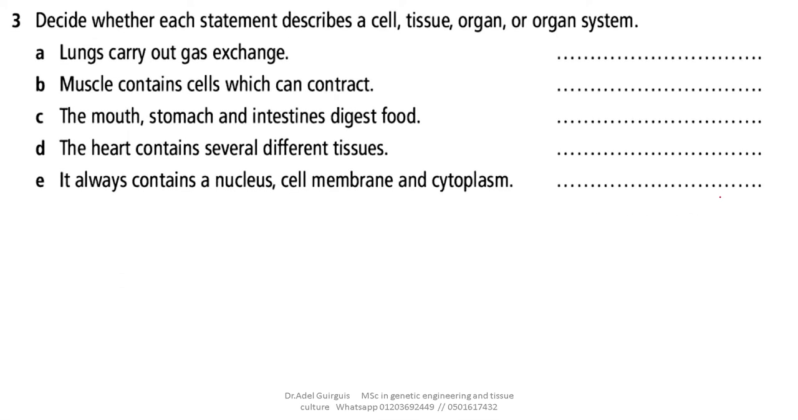Let's revise number 3. Decide whether each statement describes a cell, tissue, organ, or organ system. Here, lungs carry out gas exchange. What about lungs? Lungs consist of a group of tissues, so it is an organ. Lungs contain blood supply and certain tissues like connective tissues and epithelial tissues. A group of tissues form an organ.